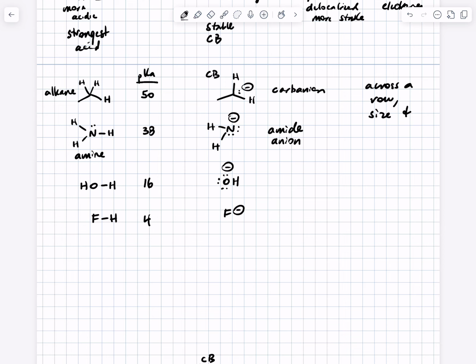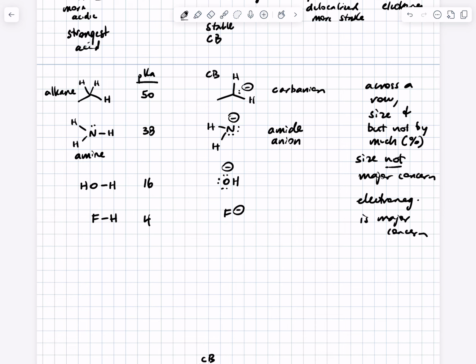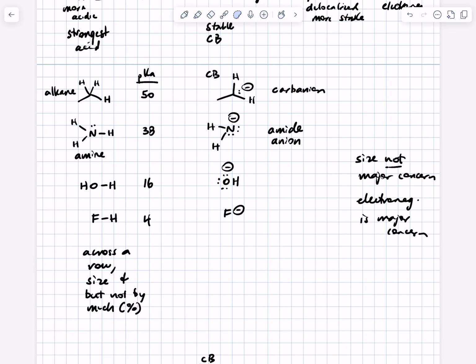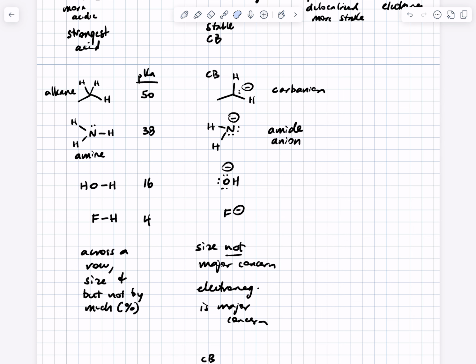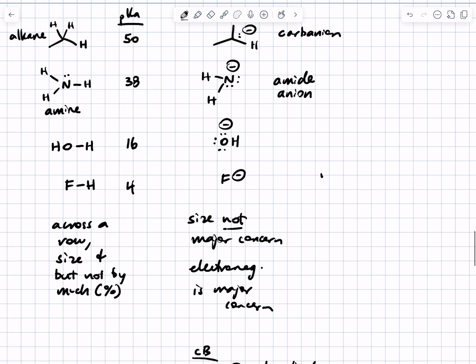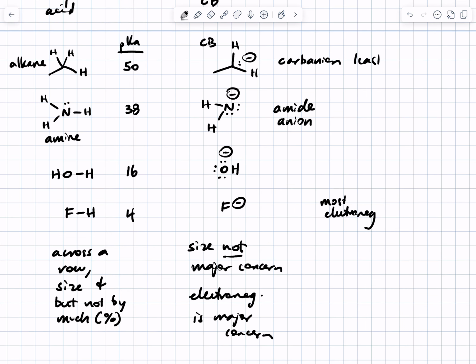Now, as you go across a row of the periodic table, size does decrease, but not by much in terms of percentage-wise, not by as much as going down a column. So across a row of the periodic table, size is not the major concern. In fact, across a row of the periodic table, the electronegativity is the major concern. So notice that fluorine here is most electronegative, whereas carbon in this comparison is least electronegative.